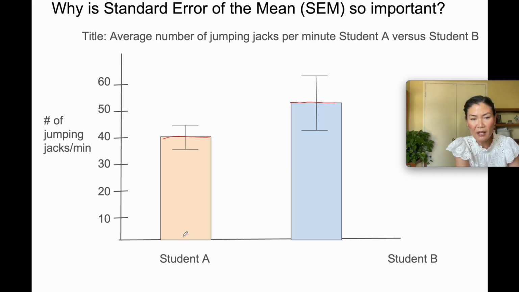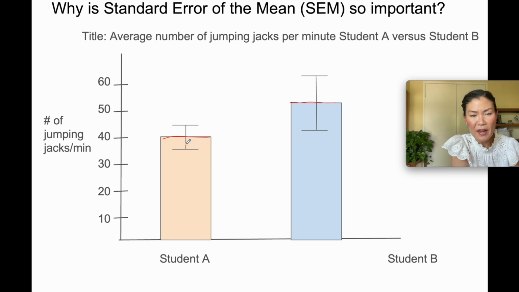So student A, let's say that they did this task of jumping jacks per minute maybe 20 times. Okay, they maybe did this 20 times. Student B did it 20 times as well. Maybe on the first try, they did amazing. They did like 45 jumping jacks per minute. But maybe at the end of the day or the end of the 20 tries they were super tired, so they only did maybe 35 or something.